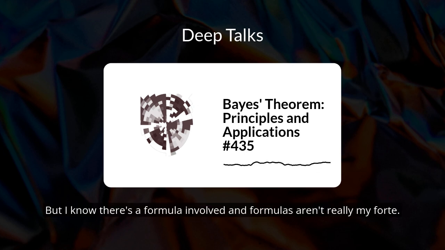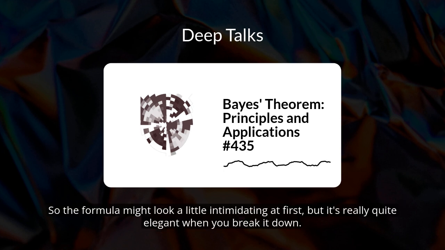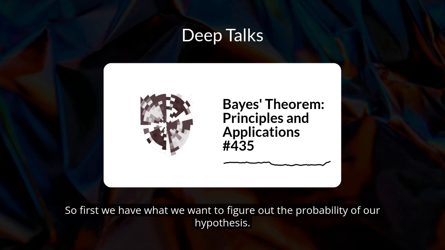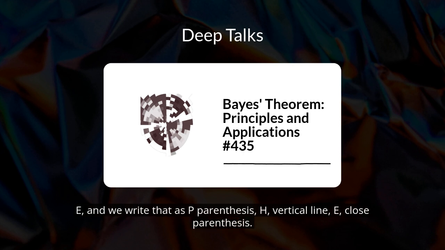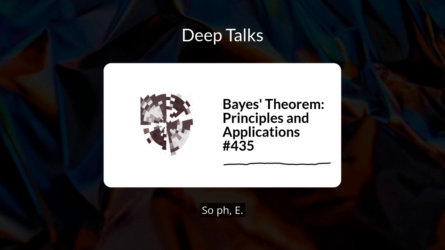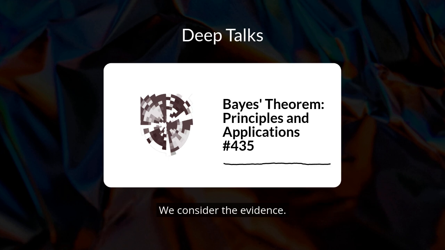But I know there's a formula involved, and formulas aren't really my forte. Sure. Can we unpack that a bit? Of course. The formula might look a little intimidating at first, but it's really quite elegant when you break it down. First, we have what we want to figure out: the probability of our hypothesis, let's call it H, being true given the evidence we've observed, E. And we write that as P(H|E). Okay, so that's like our updated belief in the hypothesis after we consider the evidence.